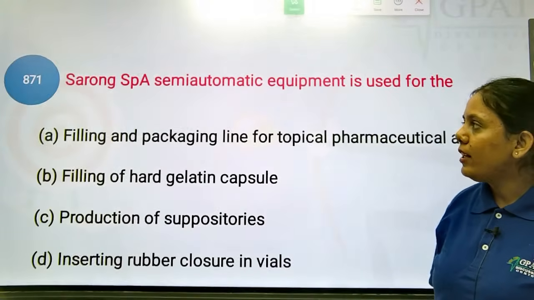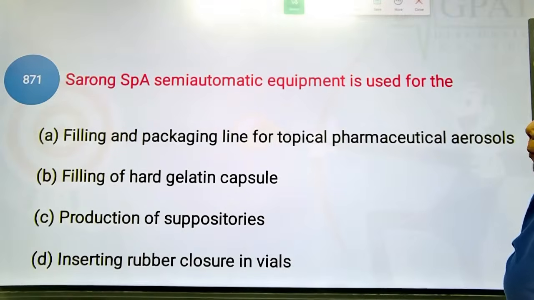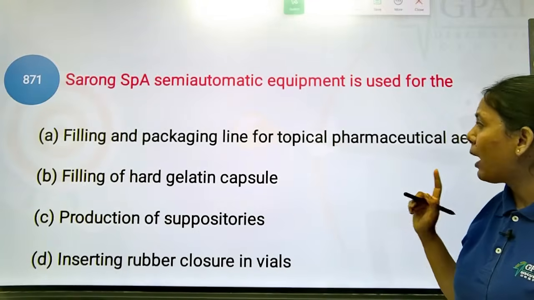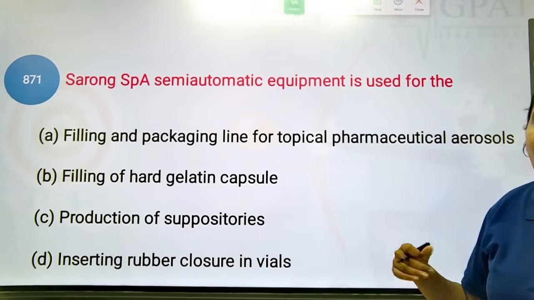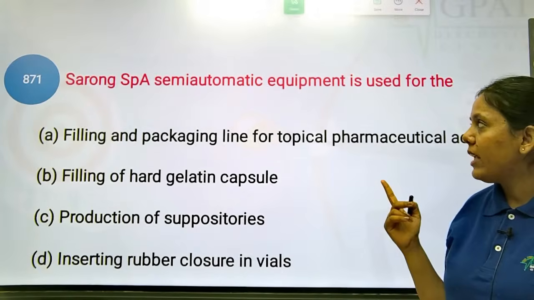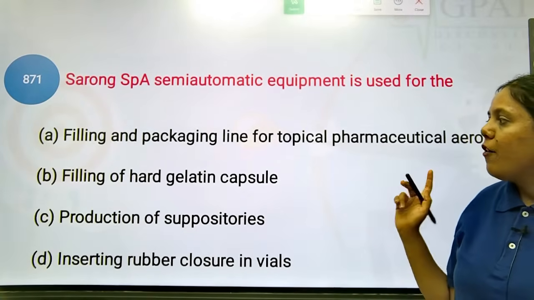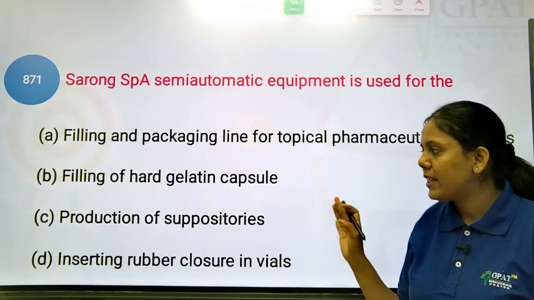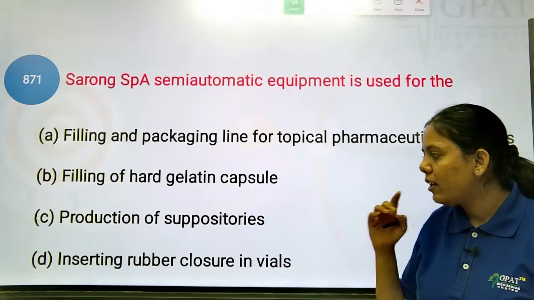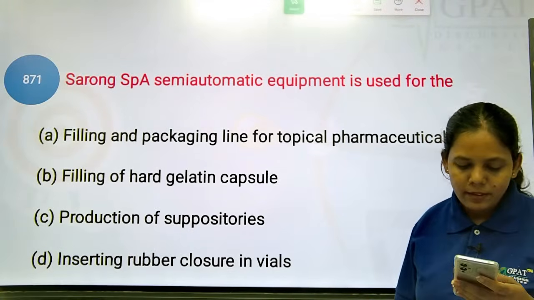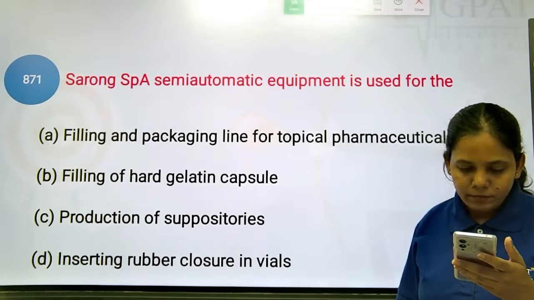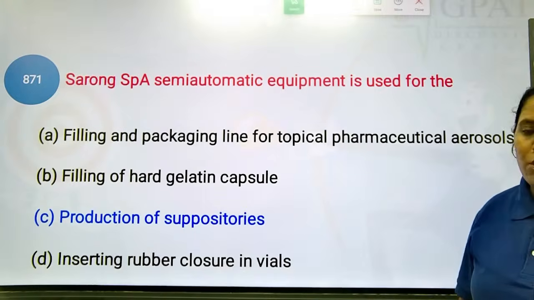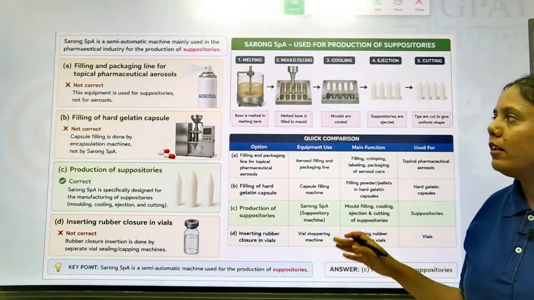So next question is, which semi-automatic equipment is used for filling and packaging line for topical pharmaceutical aerosol? No, it is not the semi-automatic equipment for aerosols. Filling of hard gelatin capsule? No, for that we have rotophil and everything is there. Production of suppository, inserting rubber closure in vials. Very good. Option C, production of suppository. This is the equipment for that.